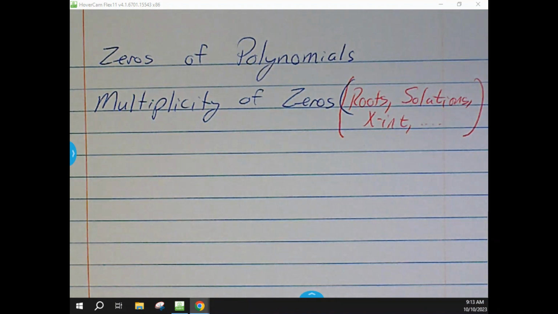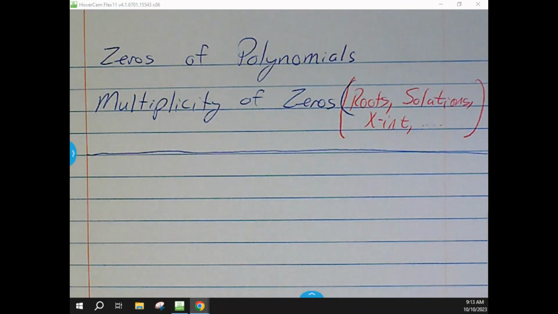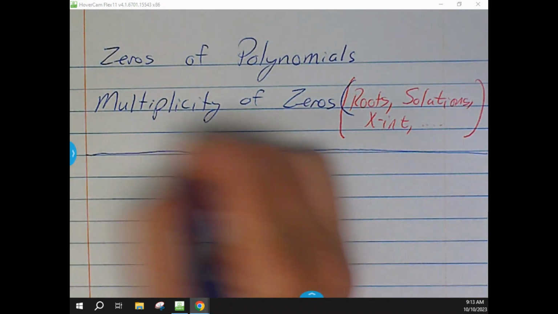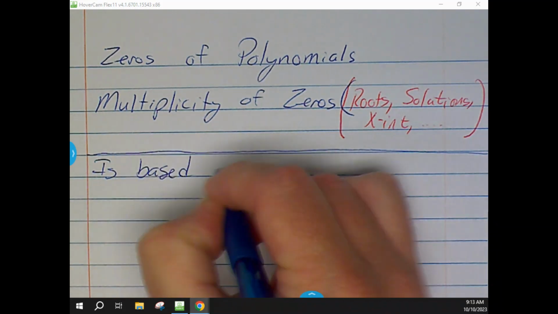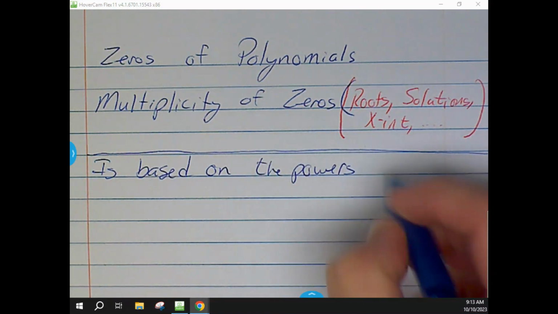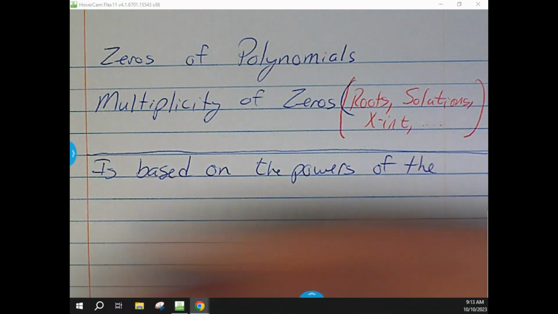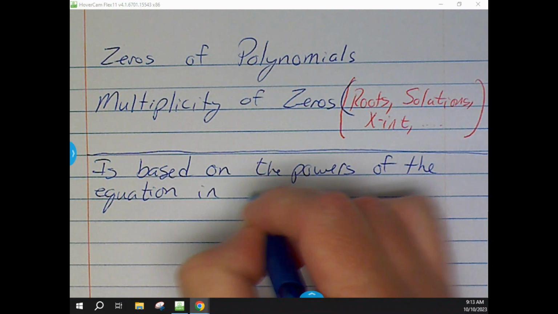Okay, now here's something for when we start graphing these, because we've got a little bit more graphing we're going to do tomorrow. This is where we're kind of tying all these parts together. With multiplicity of zeros, the big thing that helps when we start graphing these is that the multiplicity of zeros is based on the powers of whatever equation you're working with, but it's got to be in factored form.